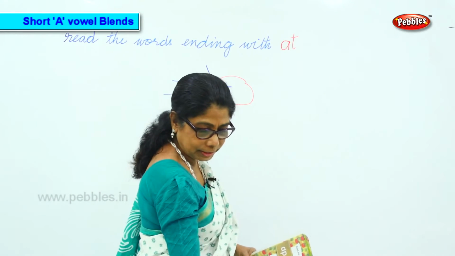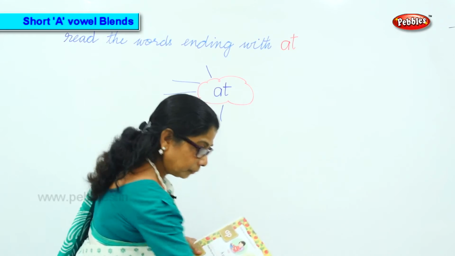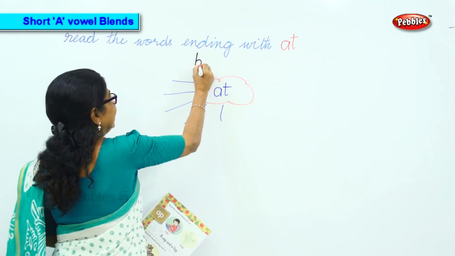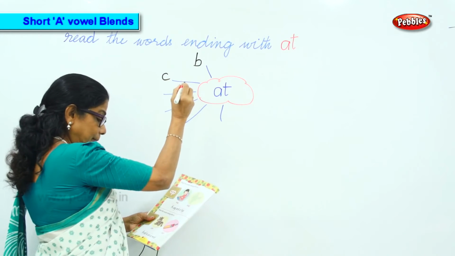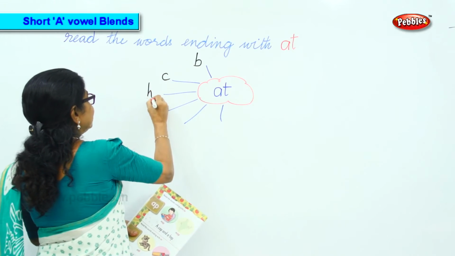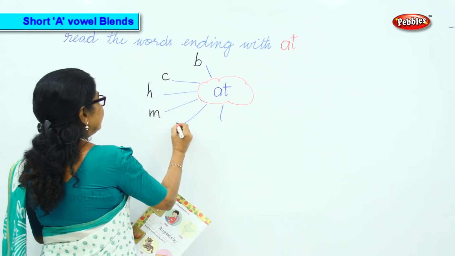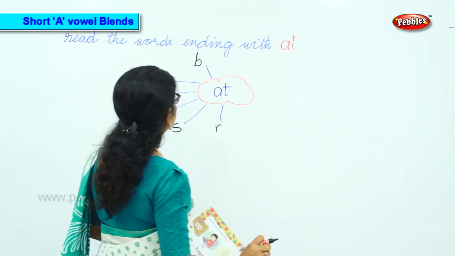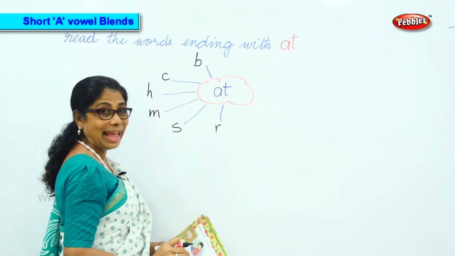Okay, what are those words? Look at those words, come on. First is B, C, H, M, R. Okay, let's make the words with at.